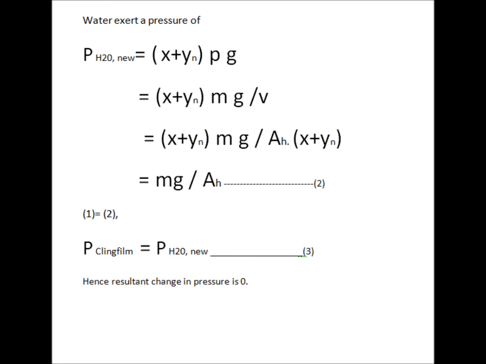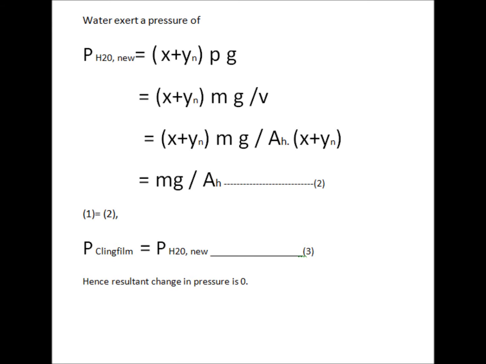So we know that the density of the water is given by the mass of the water over the volume of the water. We now sub this expression into the equation. So now we will get (x + y_n) multiplied by m, which is the mass of the water, g, the gravitational acceleration, then over V. Now we also know that the volume of the water is equal to the area of the hole multiplied by the whole height of the water above the hole, which will be given by A_H multiplied by (x + y_n), which is the height of the water.